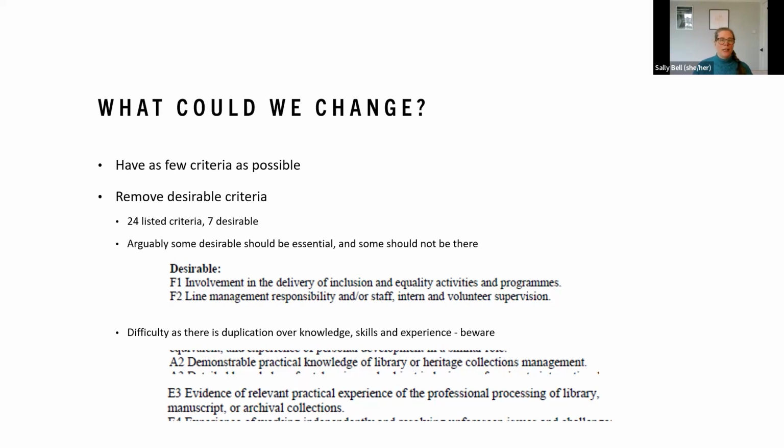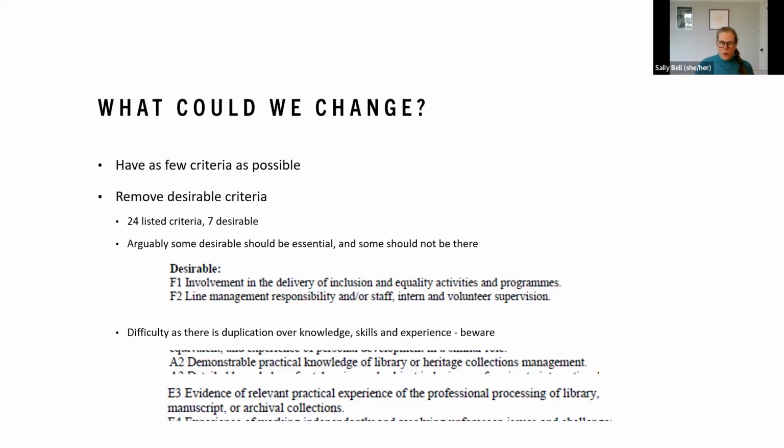So we had the desirable criteria of involvement in the delivery of inclusion and equality activities and programmes. That is a desirable criteria, but actually we mention working with EDI programmes in another part of the job description. So that's a bit of duplication, and really being aware of that duplication is something that can help to manage that criteria.